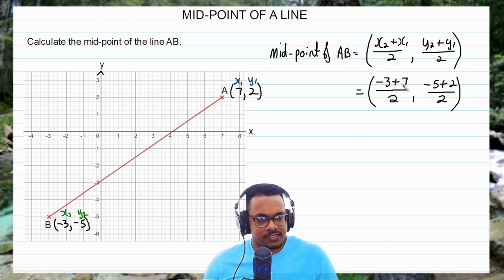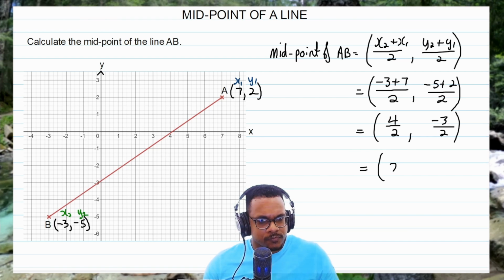Negative 3 plus 7 will give you 4, so I'll have 4 divided by 2. And negative 5 plus 2 is negative 3, so I'll have negative 3 divided by 2. 4 divided by 2 is 2, so my x part of the coordinate is 2. And negative 3 divided by 2 is negative 1.5. So the coordinates of the midpoint of AB would be (2, negative 1.5).